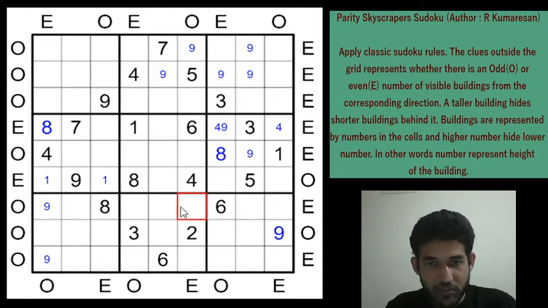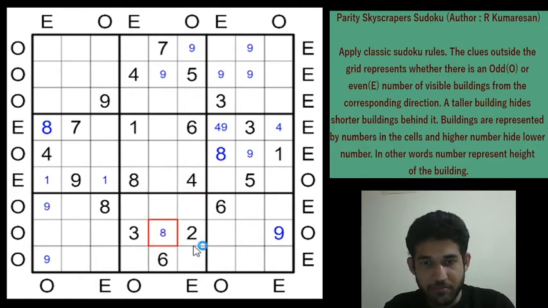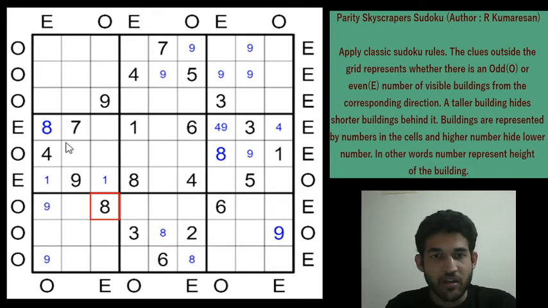Okay, we have an 8 in row 7, we have 8 in column 4. So 8 must be in one of these 2 cells in box 8. And 8 is in column 1 and column 3. So 8 must be in one of these 3 cells in box 1. All 3 cells are possible.